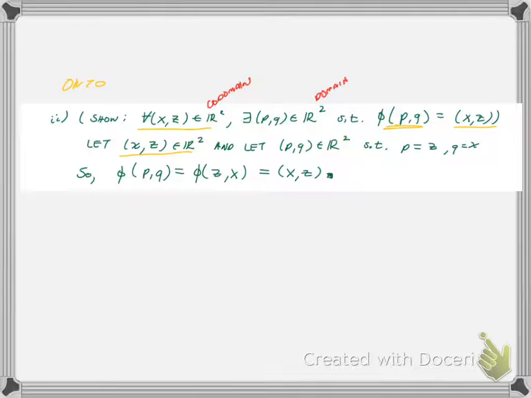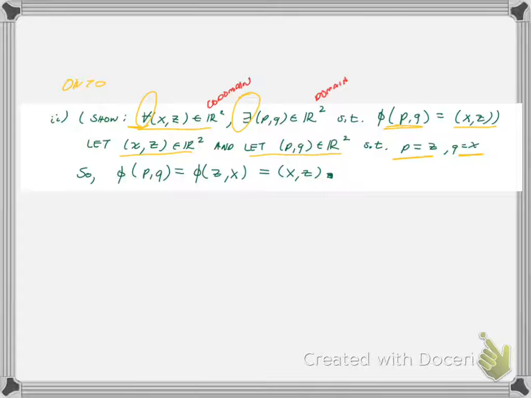Let (x, z) belong in R2 and let (p, q) belong in R2, such that, all right, because again, (x, z) is a for all, so we keep it general. But this is an exists, so we have to state exactly what we're saying it exists. So p equals z and q equals x. Okay, hope you understand why that's the case.